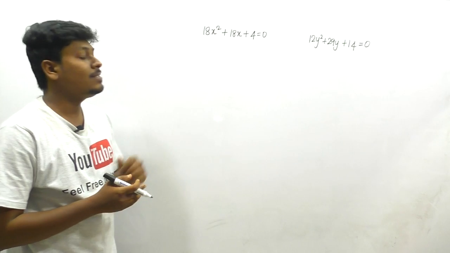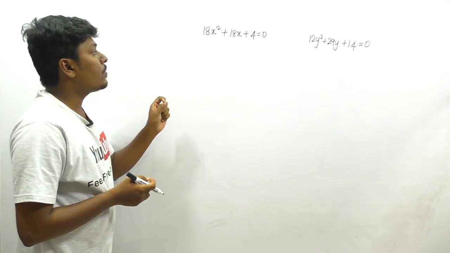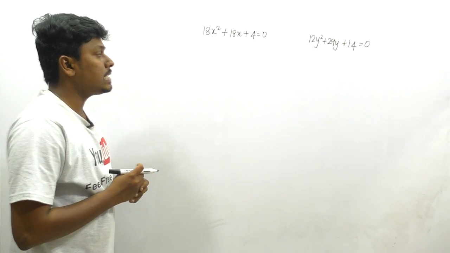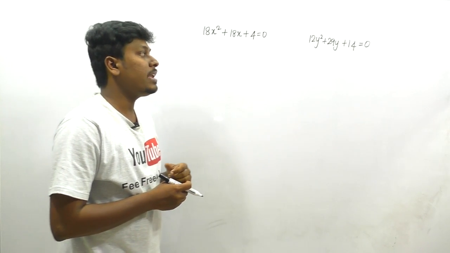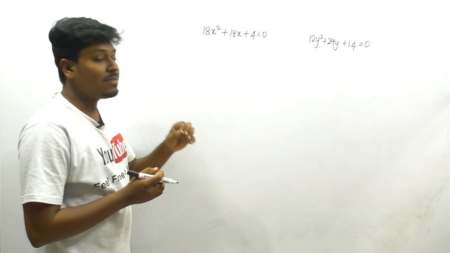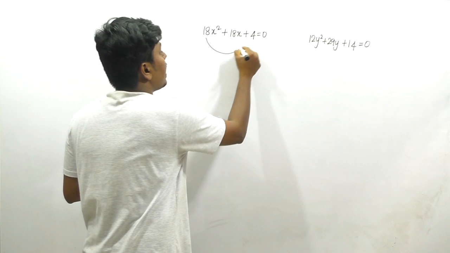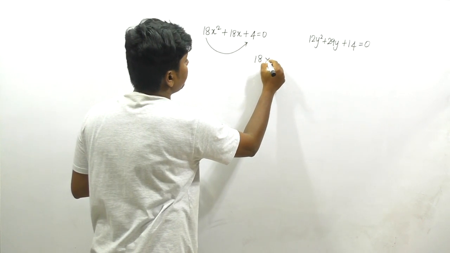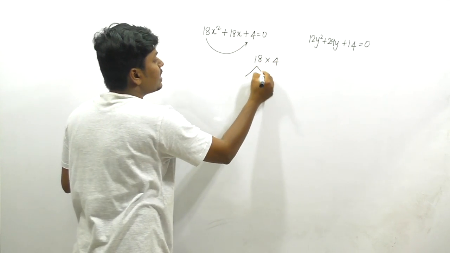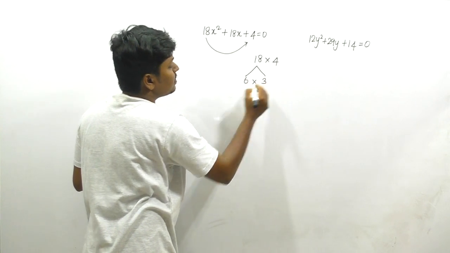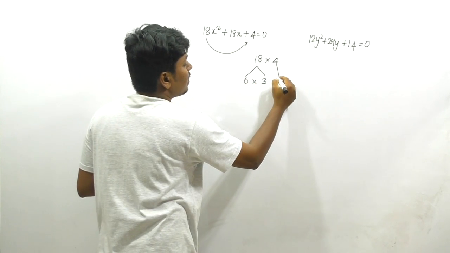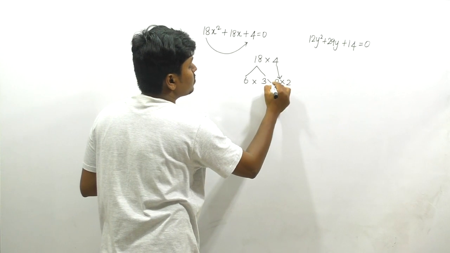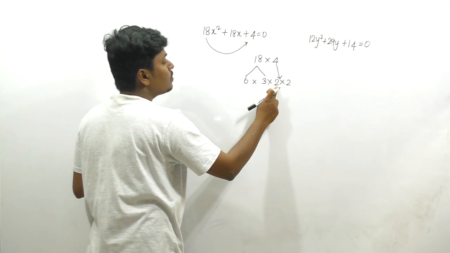So now let me solve this equation question. 18x square plus 18x plus 4 equal to 0, 12y square plus 29y plus 14 equal to 0. Our first target is to multiply 18 into 4. This 18 can be written as 6 into 3. Friends, 6 into 3 is 18, right? This 4 can be written as 2 into 2. So finally we got 6 into 3 into 2 into 2.